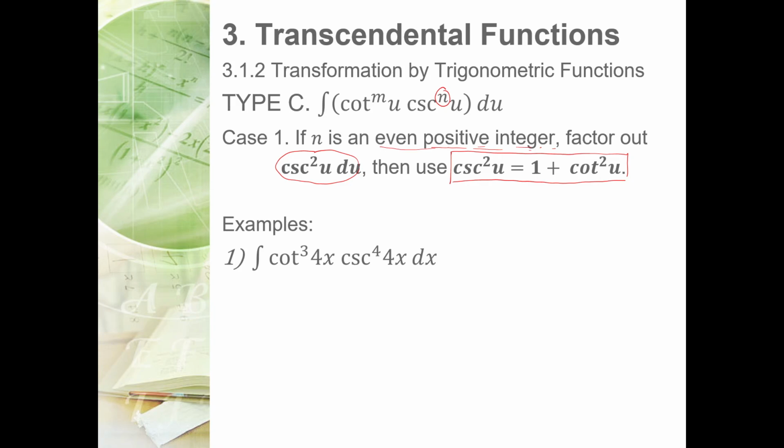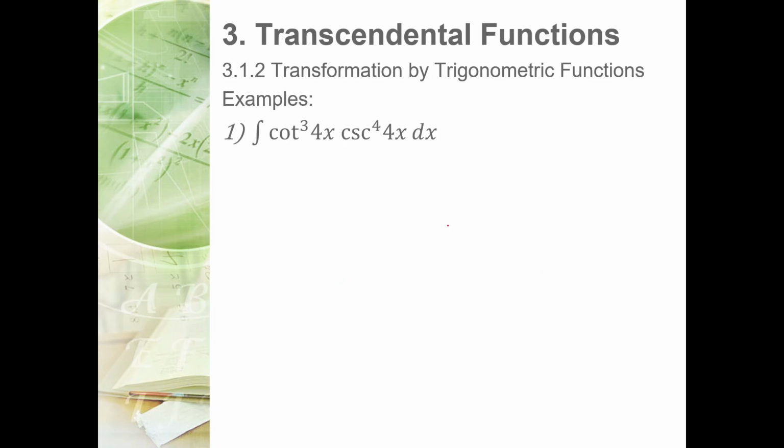All right. So first example is that the cosecant term is even. So we have to use the first case. So again, we need to factor out cosecant squared x dx. So by factoring out, putting it inside the parentheses so that I can see the factored out term.